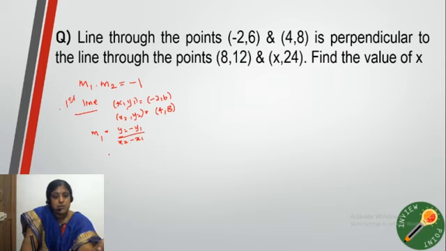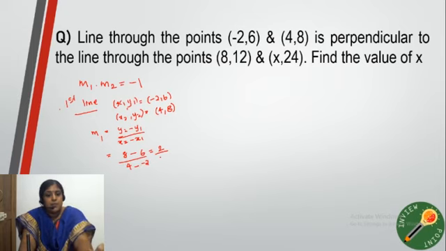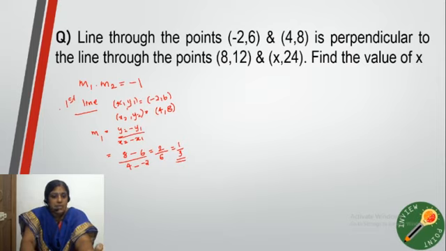So substitute the values of y2, y1, x2 and x1 in this equation, then we get m1 is equal to 8 minus 6 divided by 4 minus minus 2. That is 8 minus 6 is 2 divided by 4 plus 2, that is 6. So m1 is equal to 1 by 3. Is it clear, students?